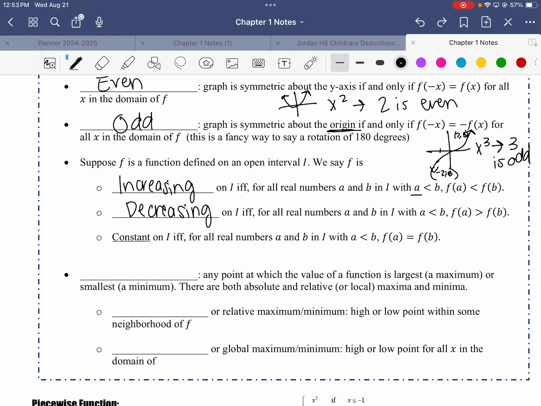So this is saying if A is less than B and f of A is less than f of B, that means as you're going to the right, because B is bigger than A, right? Is y getting bigger also? So if both x and y are getting bigger, it's increasing. Okay? Whereas if x is increasing, because x is always increasing in these definitions, this means that y is decreasing though.